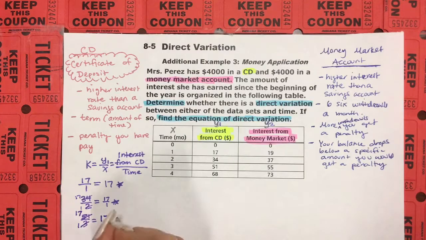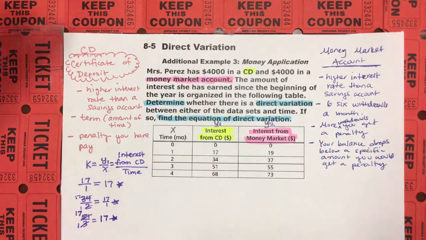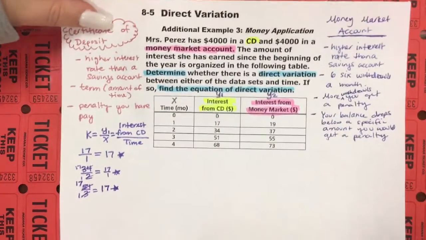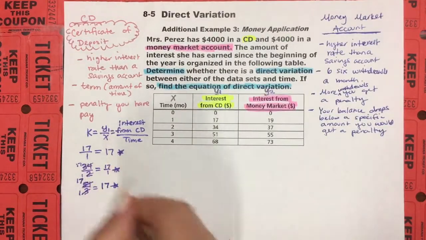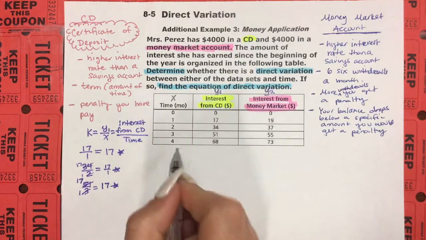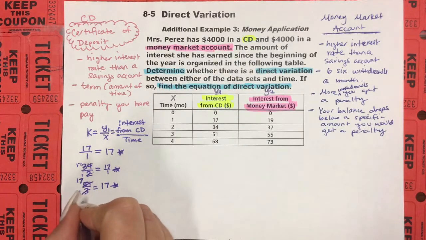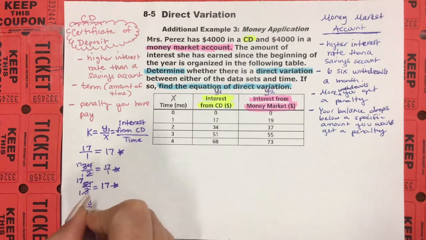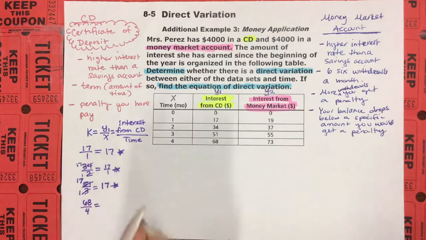17 over 1 or just 17. Okay, perfect. We just need this last one to be the same. So far, this is definitely looking like a direct variation. Let's do this last one, 68 divided by 4.